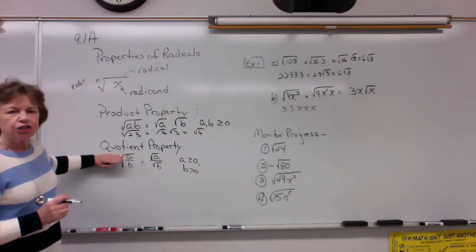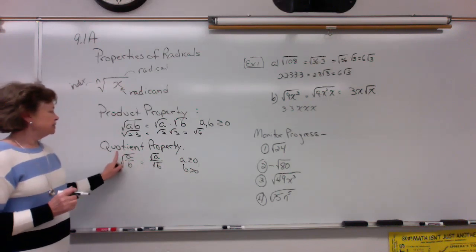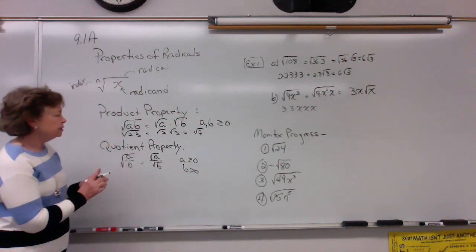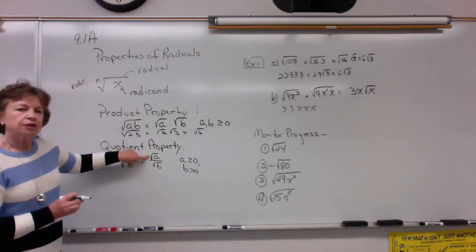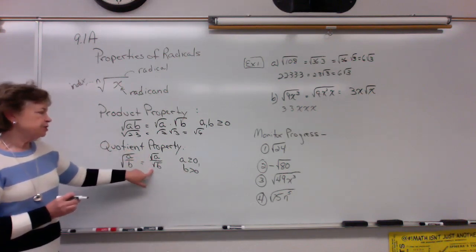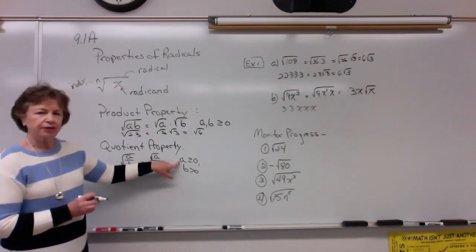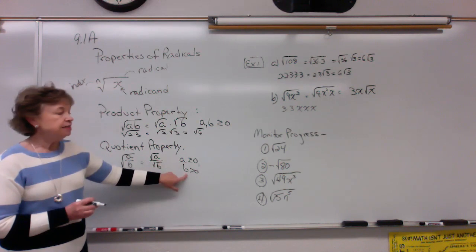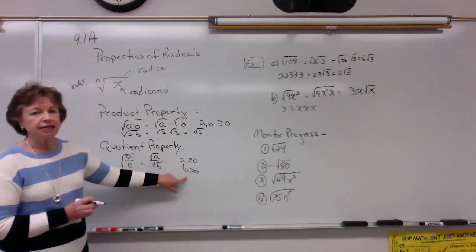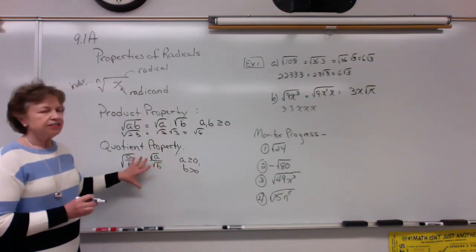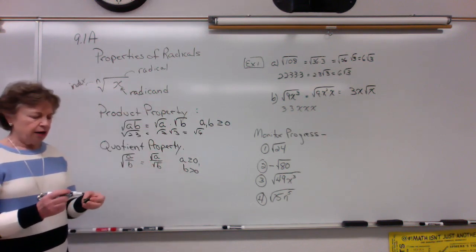We also have the quotient property that says if I'm taking the square root of a division problem, I can take the square root of the numerator and divide that by the square root of the denominator, as long as the number in the numerator is greater than or equal to 0, and as long as the number in the denominator is greater than 0. We use these all the time when we're simplifying radicals.